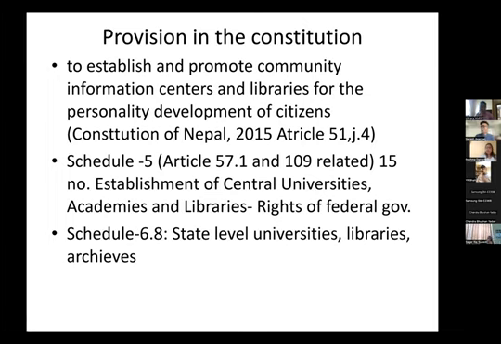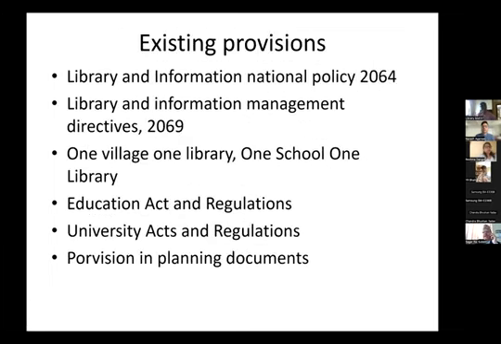It mentions the responsibilities of the state level and the union level, the rights and duties of the federal and state levels. Article 57.1 and 109.1, related to the 15 number establishment, say that the establishment of central universities, academies and libraries is a federal right, and in Schedule 6, universities, libraries, and archives throughout the state are the responsibility of the state governments. If we look at the existing library rules and policies, we have the Library and Information National Policy 2006, which is 2064 BS.